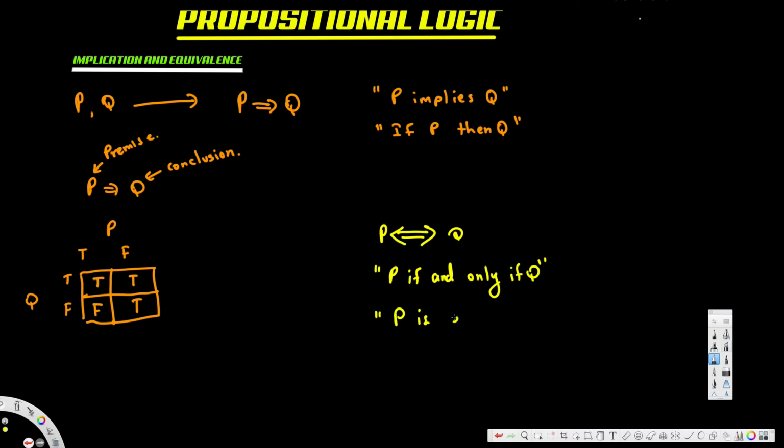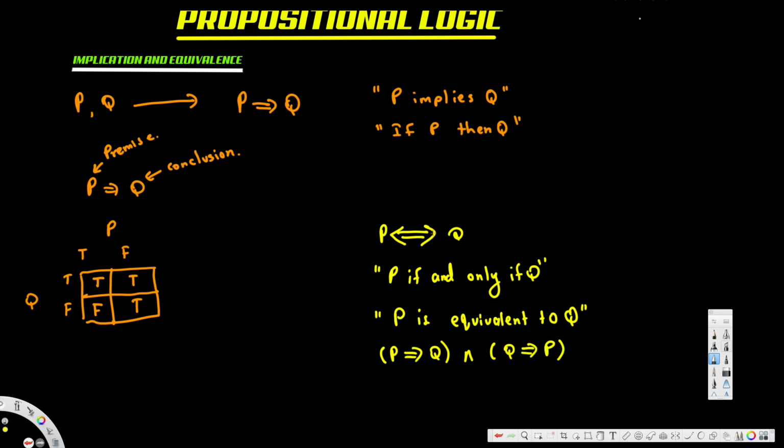P is equivalent to Q. Okay, these are two ways to call this one. Now how it's going to look, this is built up from implication: P implies Q, and Q implies P. That's what this means.